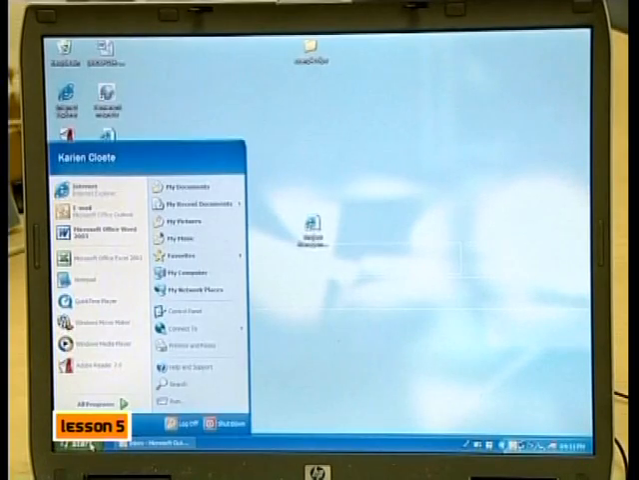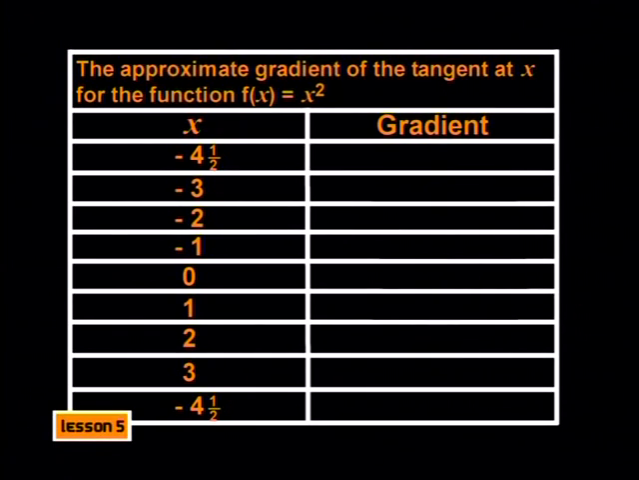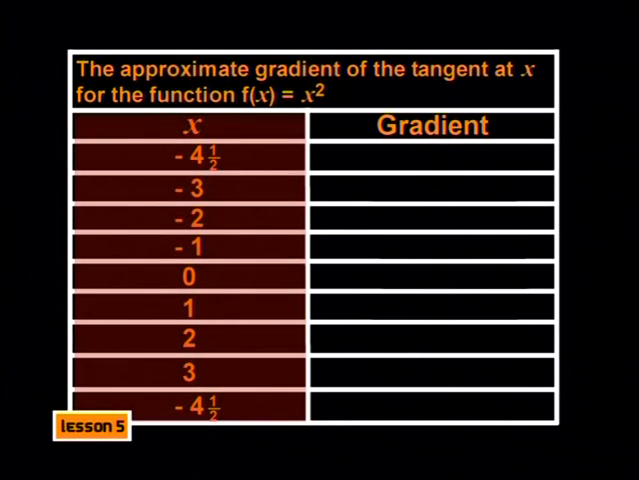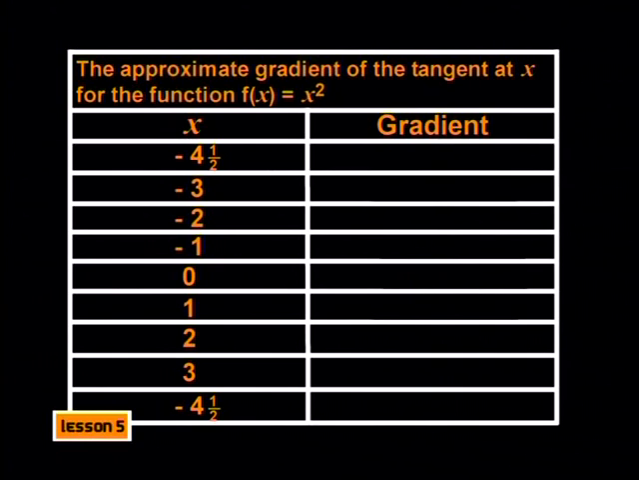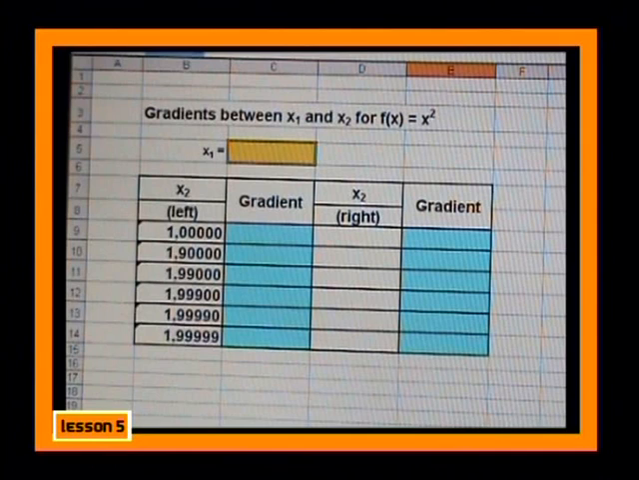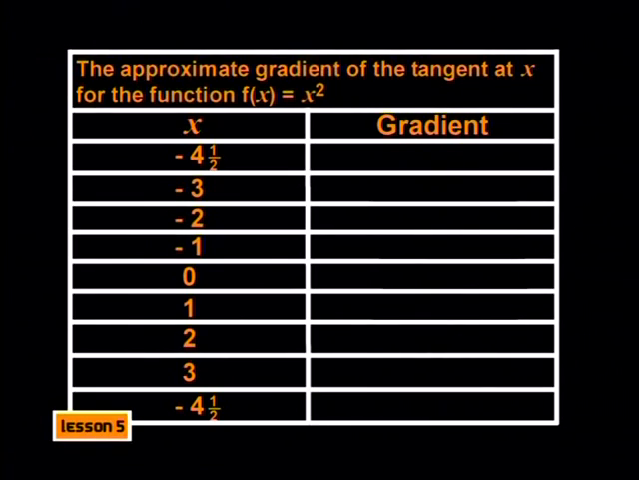We are now ready to use the computer to help us. I have this table here that I plan to fill in as we approximate the gradient of the tangent to the function for different values of x. It is going to help us to find good approximations to the gradient at any point on the function f(x) equals x squared. All we have to do is change the number in the yellow cell. Let me start by filling in what we get when x equals 1. The approximation suggests the gradient of the tangent at the point (1, 1) will be 2.